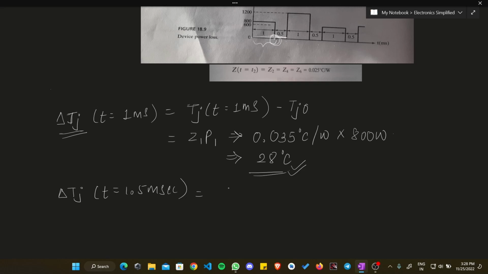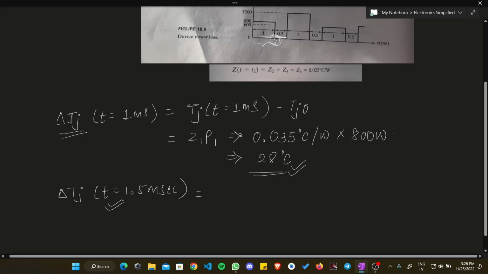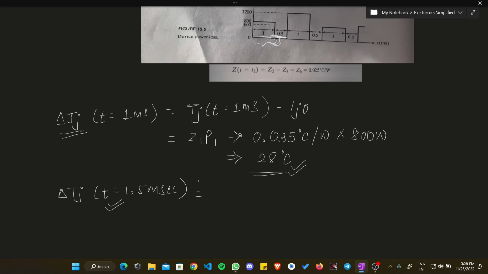Basically what I want is the junction temperature at the end of the second pulse. If we want to find the junction temperature at t equal to 1.5 millisecond, which is equivalent to finding the junction temperature at the end of the second pulse, because our second pulse is ending over here and the time over here is 1.5 millisecond. 1 millisecond for this, 0.5 for this. So total 1.5 millisecond is the time over here, and our second pulse is also ending over here, right? So if I want to find the junction temperature at 1.5 millisecond, I will simply find the junction temperature at the end of my second pulse.